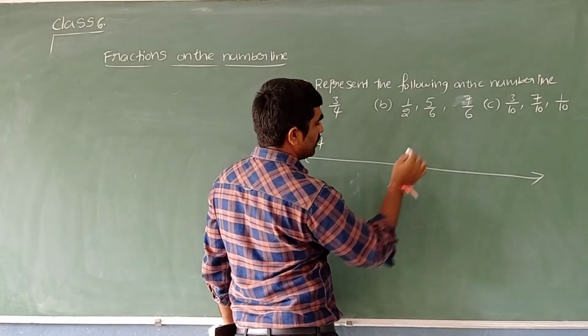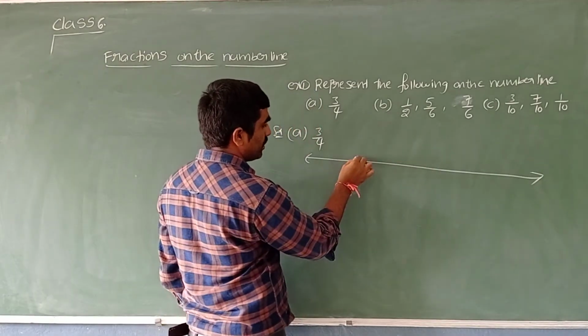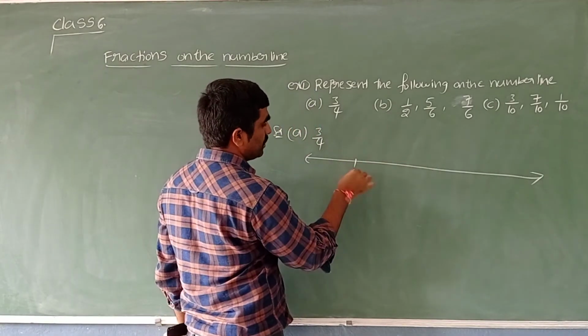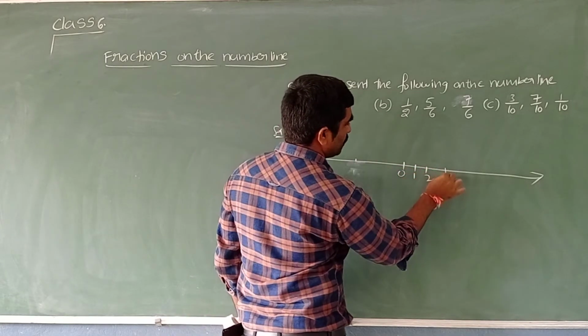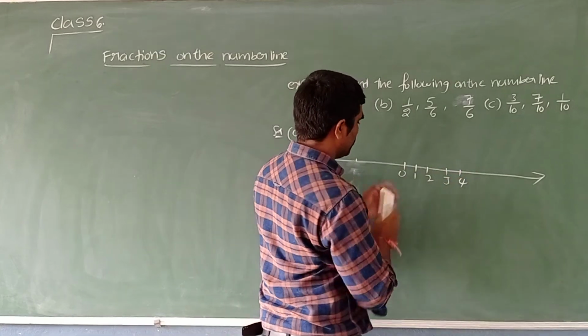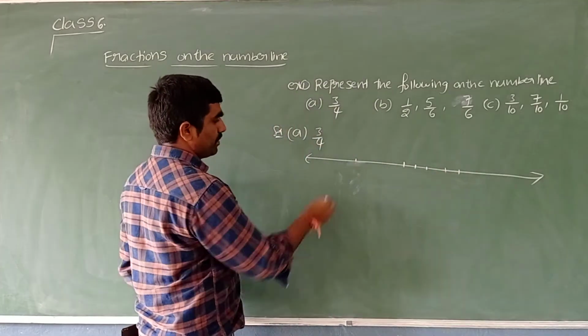So write the numbers here. Write all the natural numbers. For us you can go with integers also: 0, 1, 2, 3, 4. Sorry, we'll take only natural numbers here. 1.